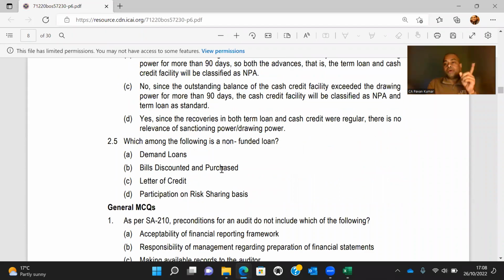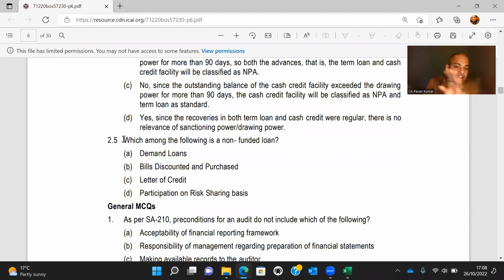And 2.5. Again, this is independent. This has no relevance with this audit. This has no relevance with this case study. Which among the following is a non-funded loan? I want the answer in 5 seconds. 5, 4, 3, 2, 1. Done. C, correct. I'm so happy everybody is saying C. Letter of credit. C is the correct answer.